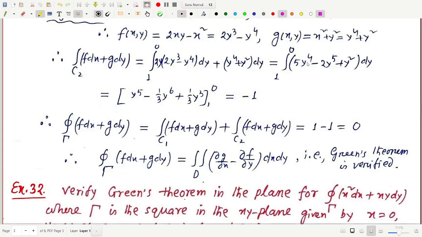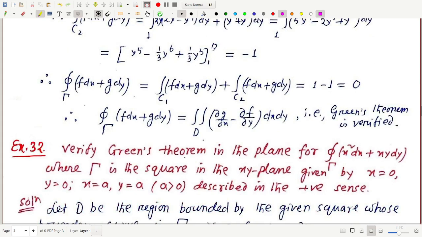Now integration of y to the power 4 is y to the power 5 by 5, so this 5 gets cancelled, so it is only y to the power 5, then y to the power 6 by 6, 2 by 6 will be 1 by 3, and then y cube by 3 means 1 by 3 y cube, correct. So when the upper limit is 0, all 0, when the lower limit is 1, substituted 1 minus 1 plus 1, yes, so it becomes minus 1. When we put the lower limit, minus is to be given, so minus 1 got.